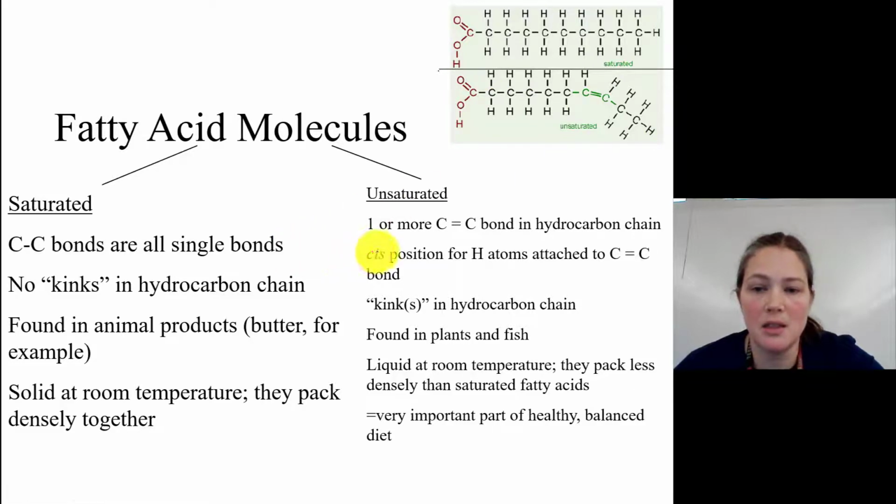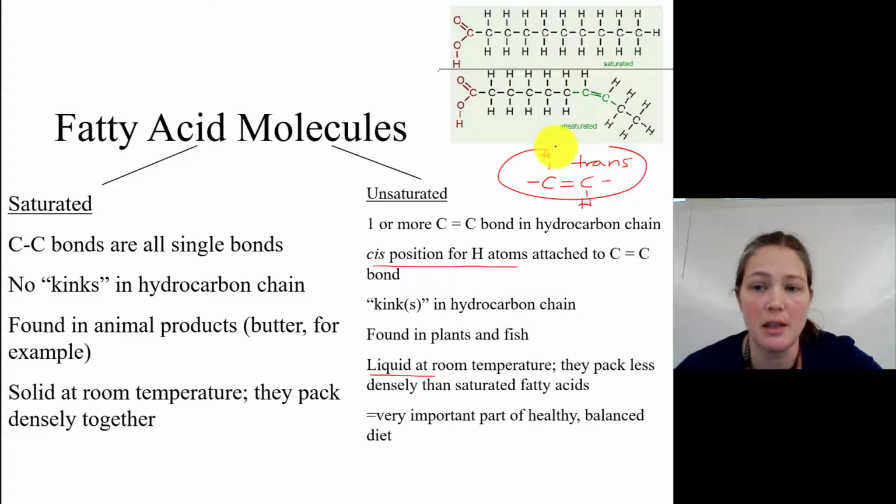But it really depends on the position of those hydrogen atoms adjacent to that double bond. If they're on the same side, then that's called a cis orientation of this fat, and there is a bend or a kink in the chain, and that makes them liquid because they pack less densely. If you position the hydrogens on opposite sides of that double bond, this becomes a trans fat, and the trans fat is actually straight and appears more like the saturated fat.